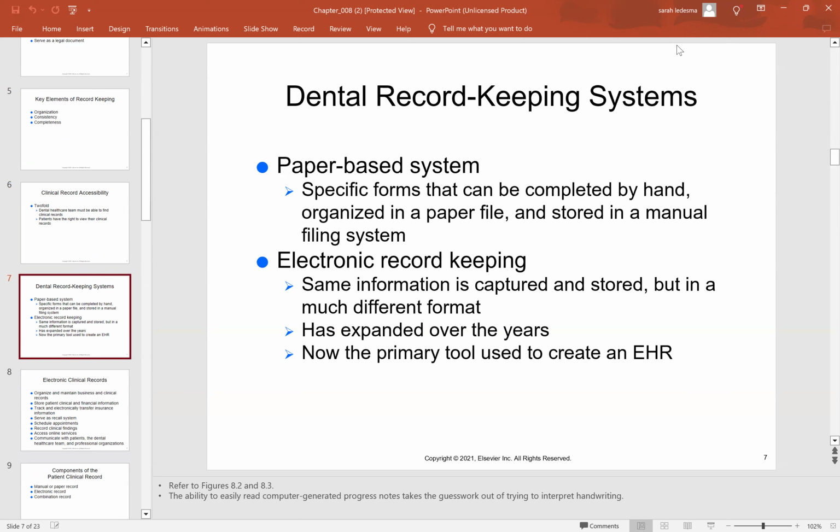Our systems include paper-based. So this is where we have specific forms that are completed by hand and then organized in a paper file and stored in a manual filing system. Then we also practice electronic record keeping. We're using the same information, but we're capturing and storing it in a different way. This has really expanded over the years and is now the primary tool used in electronic healthcare.